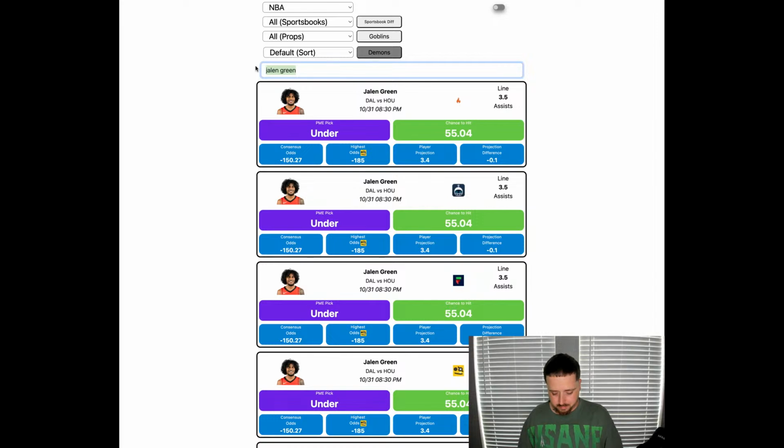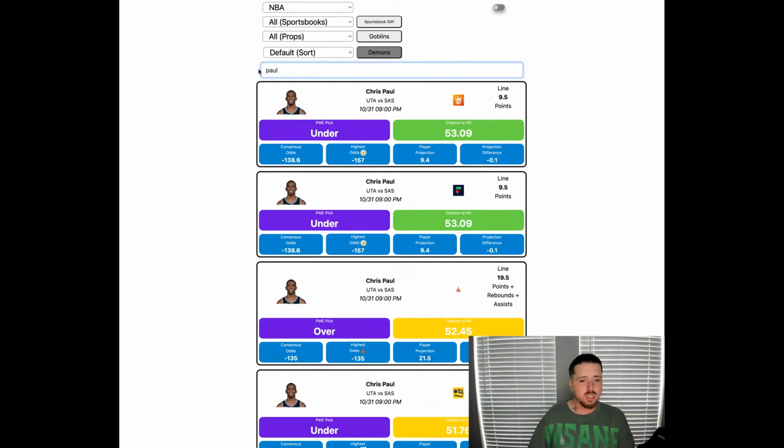All right. Somebody said Chris Paul. Chris Paul's best props right now are his points. Under 9.5 points at 53.09% chance to hit. You can get it on DraftKings Pick 6 and Flip. Those are Chris Paul's best options.